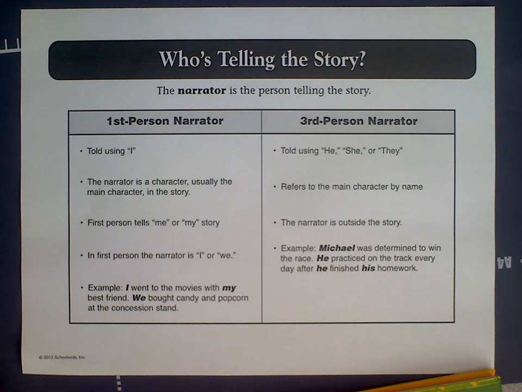Now let's think about who told the story. No, not who read it to you, but who in the story actually told you about the other characters and what took place. The person or the voice who tells the story is known as the narrator. In your favorite fiction text, did the main character tell the story? Or was it a voice that seemed to be outside looking in?